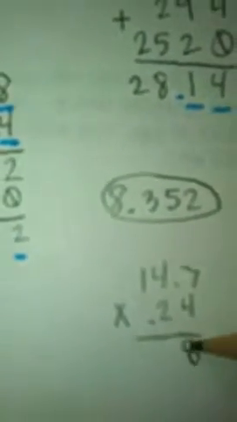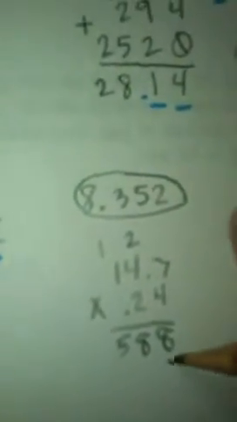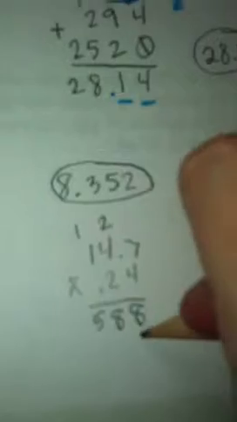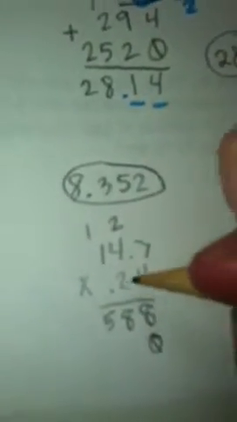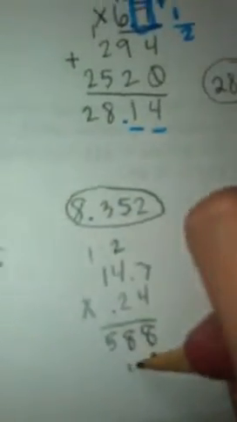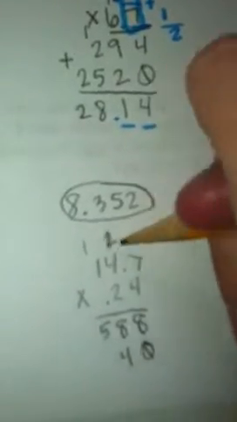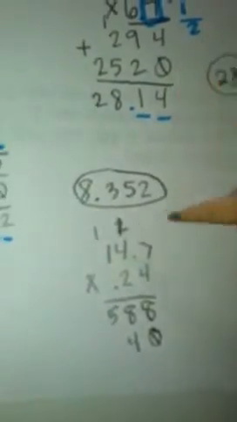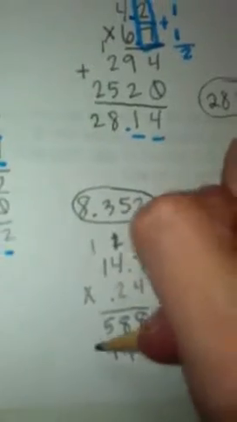Okay, so first you would start with the 7 times 4, which is 28. 4 times 4 is 16, plus 2 makes 18. 4 times 1 is 4, plus another one makes 5. Okay, next row, we need a 0 placeholder. 2 times 7 is 14. 2 times 4 is 8, plus 1 makes 9. And then 2 times 1 is 2.